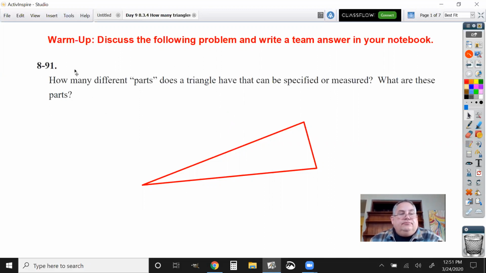Problem 891. How many different parts does a triangle have that can be specified or measured? What are these parts? Let's give you a moment to think about that answer. If you said that there are 6 parts, you are correct. There are 6 measurable parts.